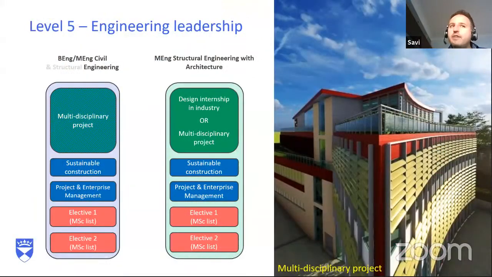Level 5, of course, is only for those who want to do that. It's quite similar because we have two compulsory modules: sustainable construction and project enterprise and management. Then we have a number of electives. Electives include finite element methods, which is basically the continuation of computational mechanics, bridge engineering, for those who are interested in designing bridges, some more advanced fluids or geotechnical modules, and also some more advanced materials modules.